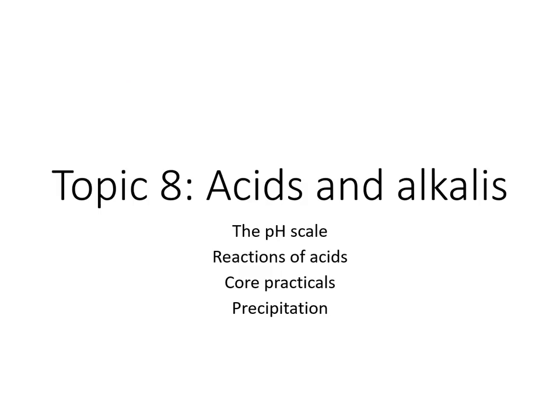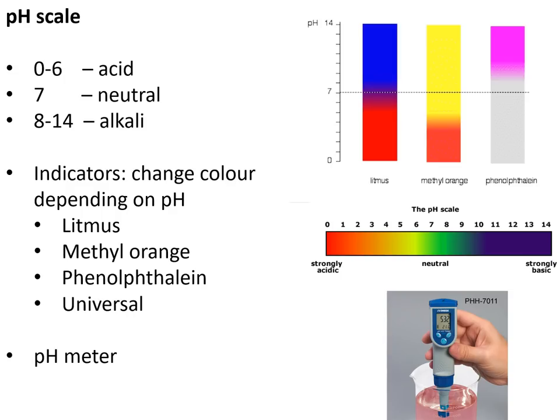Topic 8, acids and alkalis, in which we discuss the pH scale, the reactions of acids, core practicals, and precipitation reactions. The pH scale tells us how acid or alkali something is. Just note how that's written: capital H, but a lowercase p. Anything with a pH of 0 to 6 is acid, pH 7 is neutral, and pH 8 to 14 is alkali. Very strong acid is pH 0, very strong alkali is pH 14.